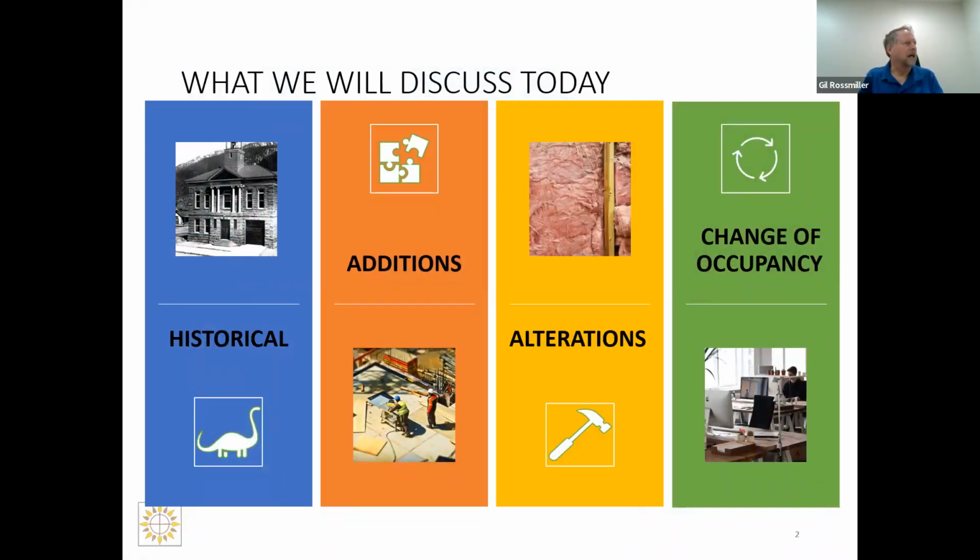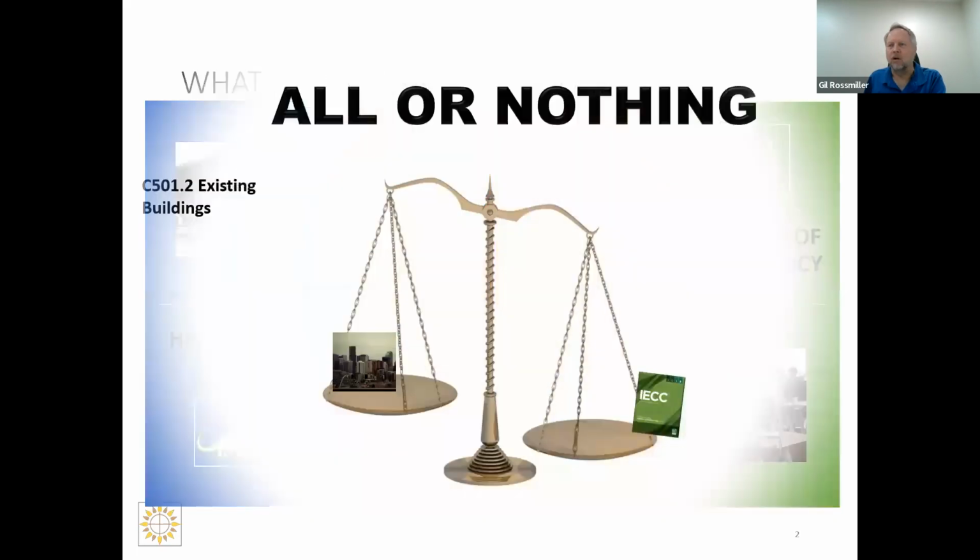So I'm going to look at Chapter 5. That's what Chapter 5 is in the Energy Code. We've got Chapter 5 that deals with residential, which we dealt with last month, and Chapter 5 for commercial, which is what we're talking about today. We'll go through all the different pieces: historical type buildings, additions, alterations, changes of occupancy, and maintenance and all kinds of stuff.